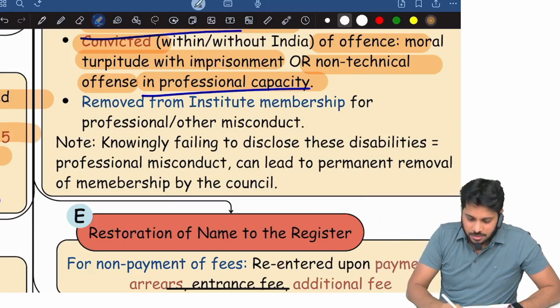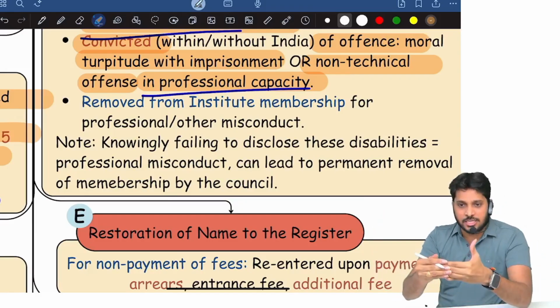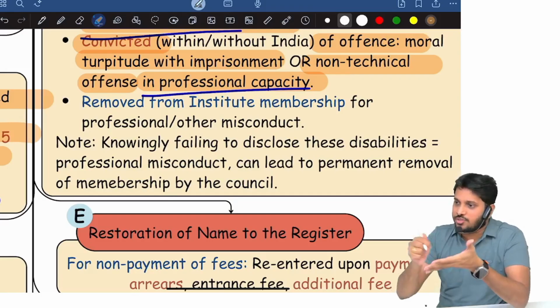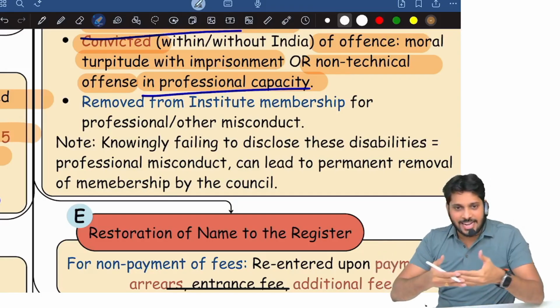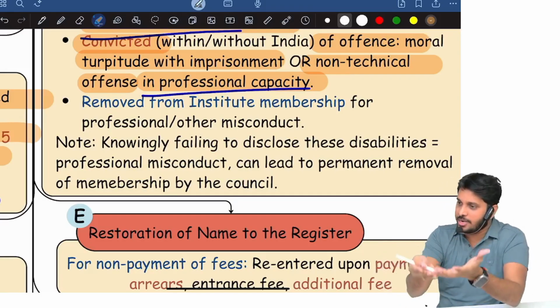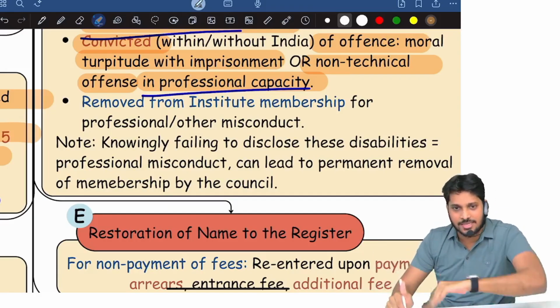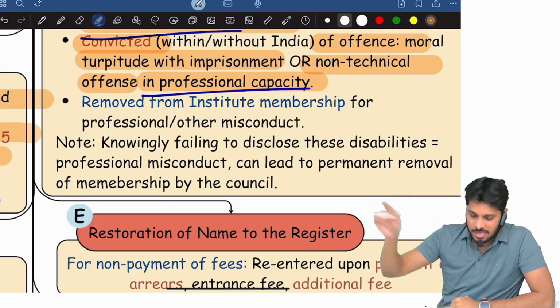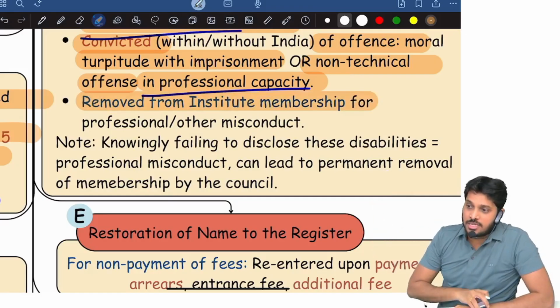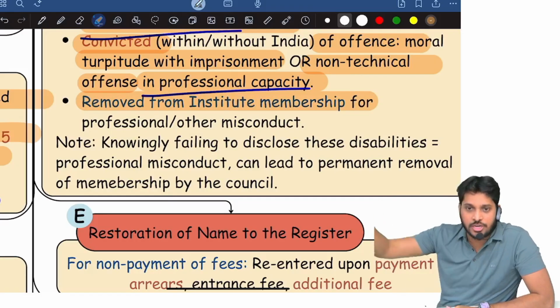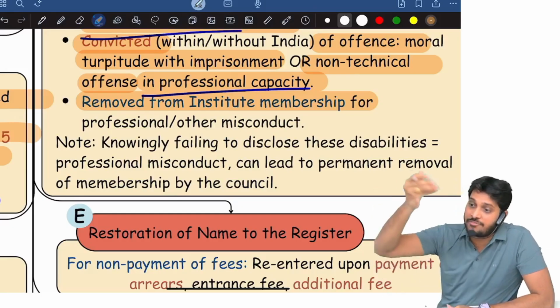For example, I uploaded a balance sheet on the income tax portal without signing it. I didn't attach the UDIN number on the face of the balance sheet. Of course, I entered the UDIN number directly on the portal, but I scanned the balance sheet like that and uploaded it. These are all technical offenses. Next, if your name is removed from the membership of the institute, since the institute itself removed your name, you are automatically disqualified to apply for membership again.